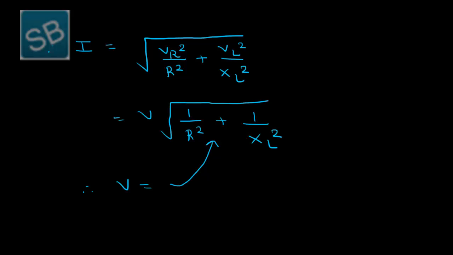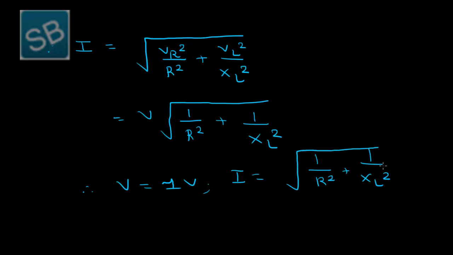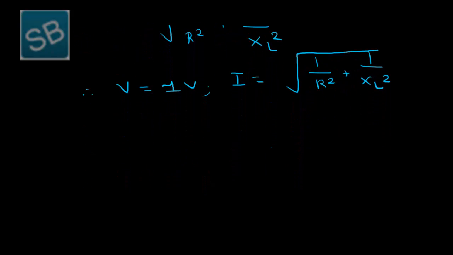If V is equal to 1 volt, then your I will be only under root of 1 over R square plus 1 over XL square. So this is the equation for current I, and now the phase difference we have to find out.